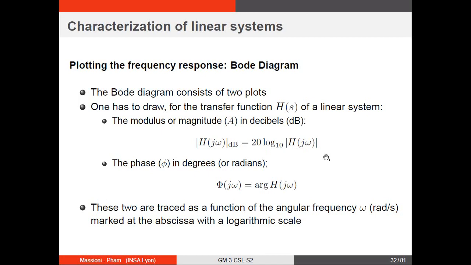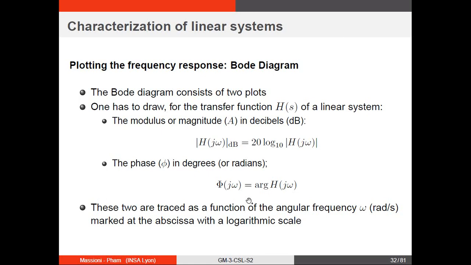Every time you multiply times 10, you get plus 20 decibel. Okay, so you plot the modulus in decibel in one graph and the phase in degrees in the other graph, then you get a Bode plot.